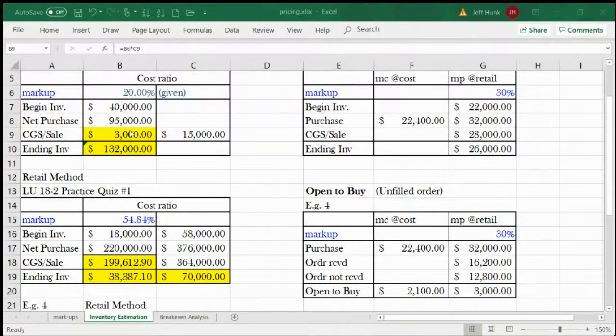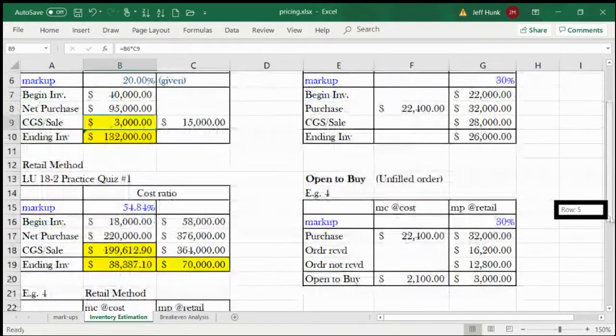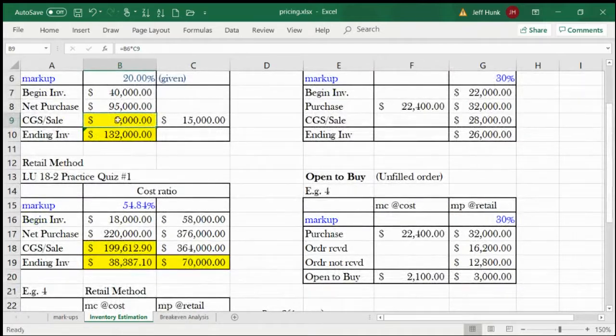But again, this is unlikely because this is not a cost ratio. In this case, forget what's in the slide, this is the markup rate based on cost. So it's not cost ratio. Then what do you do? If this is the markup rate based on cost, then 20% is the markup. That means cost ratio is actually 80%, right?